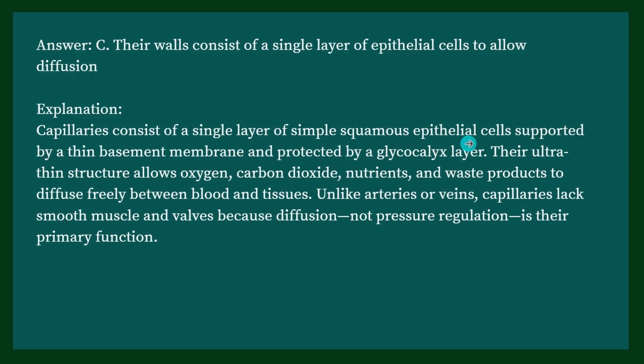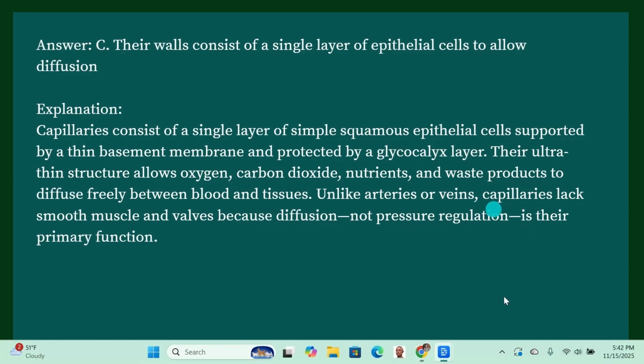squamous epithelial cells supported by a thin basement membrane and protected by a glycocalyx layer. Their ultra-thin structure allows oxygen, carbon dioxide, nutrients, and waste products to diffuse freely between blood and tissues. Unlike arteries or veins, capillaries lack smooth muscle and valves because diffusion, not pressure regulation, is their primary function.